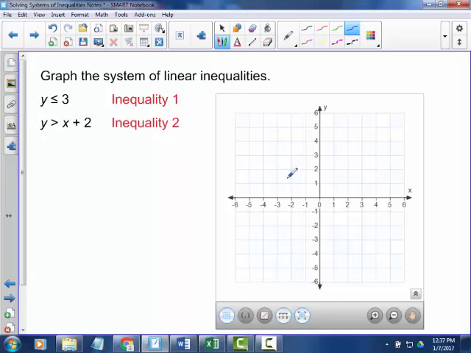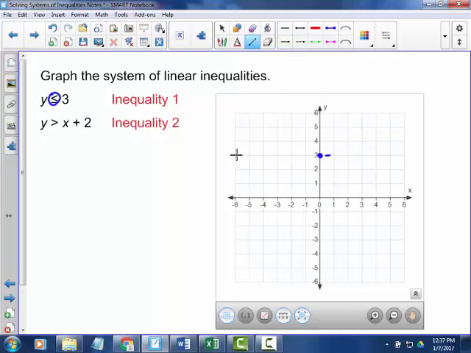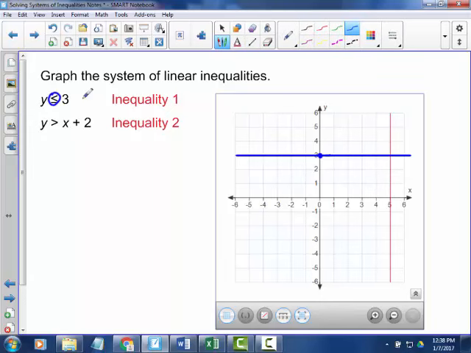So this is just straight graph it. So y is less than or equal to 3. That means we're going to 3 on the y-axis, and it's going to be a horizontal line through this point, and it's less than or equal to, so it's going to be a solid line. Okay, so 1, 2, 3. Okay, and there's our solid line. And we know that it's less than, so we're going to be shading down from that point. So I'm just going to give myself a direction to go in. We're going to be shading down.